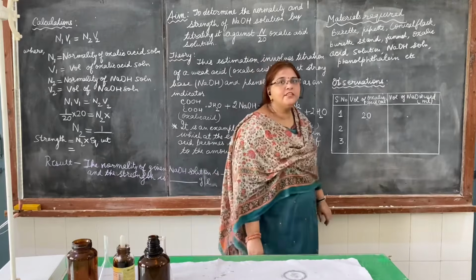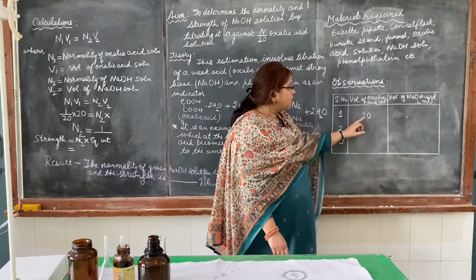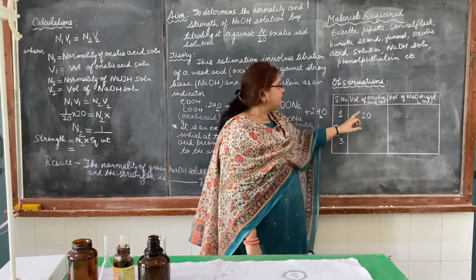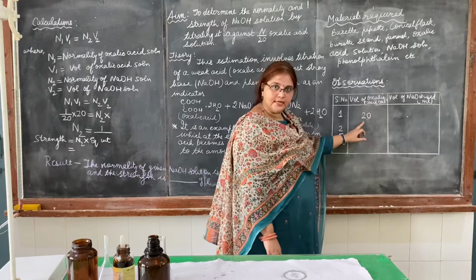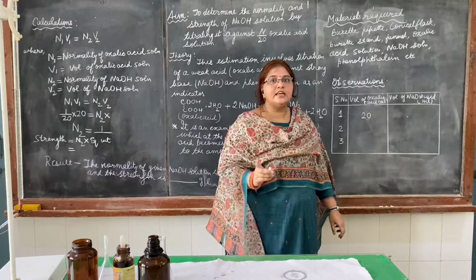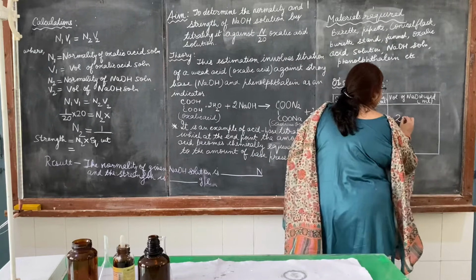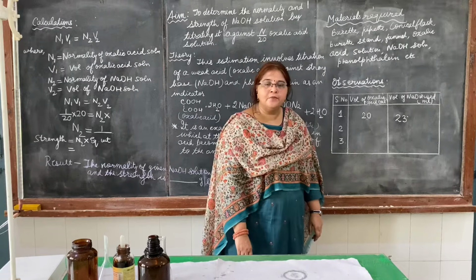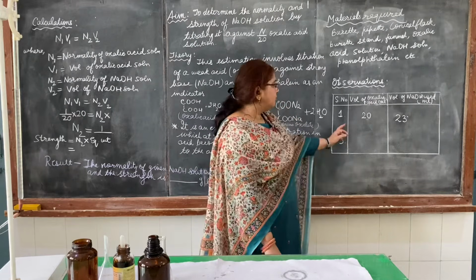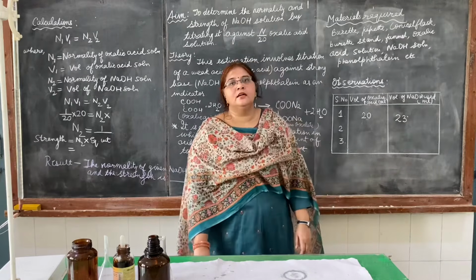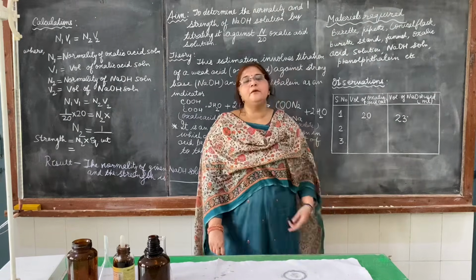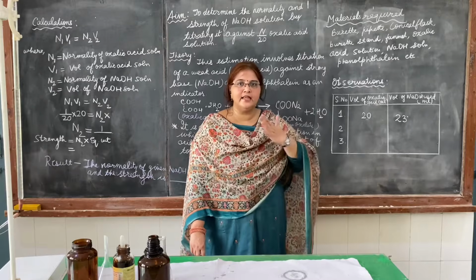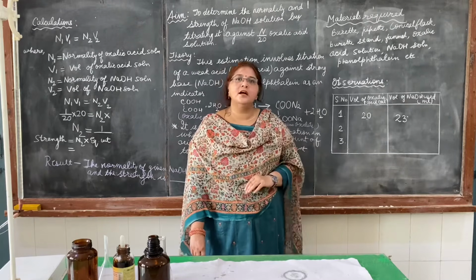So in the observation table, this is the volume of the oxalic acid taken, and we have just titrated it and found that the reading of NaOH solution comes out to be 23 ml. Repeat the experiment 3 times until you get concurrent readings. Concurrent readings means 2 readings which are the same. The first reading and the second reading should be the same. This is known as the concurrent reading.